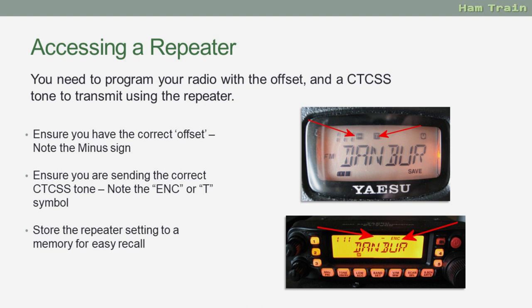So, how does someone access a repeater? Well, you need to program your radio with the offset, for 2 meters that's 600 kHz, and also the correct CTCSS tone. Shown on the video now are two photos of displays of radios. The top one here you can see a minus symbol that indicates that the offset for 600 kHz below has been correctly set. There's also a T indicating tone. On the photo below, again, you can see the minus sign indicating that the 600 kHz shift is set, and also you can see here ENC, standing for encoding, meaning that the signal is encoded with a CTCSS signal.